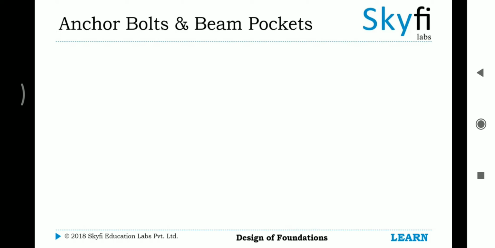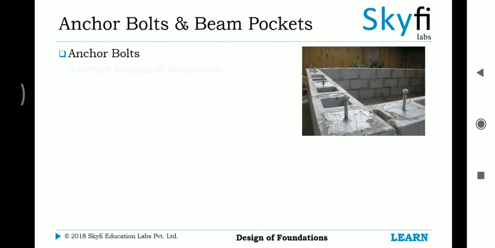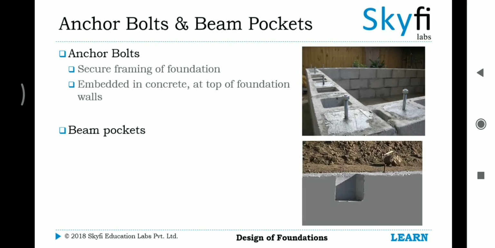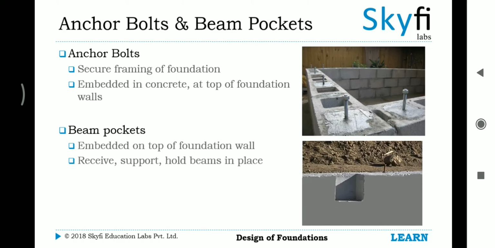Foundation walls need anchor bolts to secure the framing of the foundation. Anchor bolts are embedded in the concrete at predetermined points, along the top of foundation walls. Beam pockets are embedded in the top of foundation walls as well. Their purpose is to receive, support, and hold plinth beams in place.